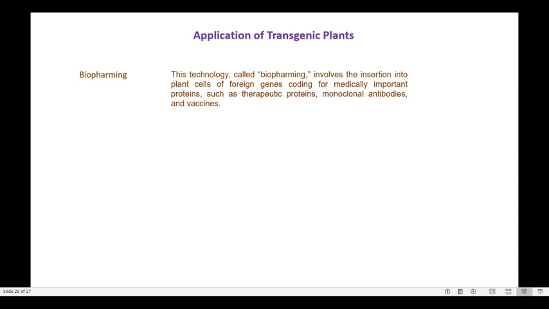The next one is biofarming. This technology, called biofarming, involves the insertion into plant cells of foreign genes coding for medicinally important proteins such as therapeutic proteins, monoclonal antibodies, and vaccines.